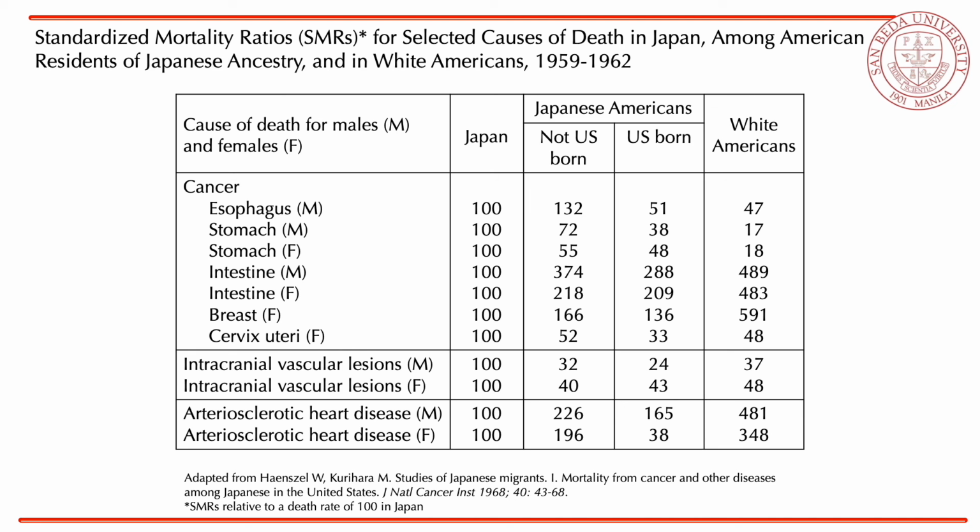Now, from the results of this study, it appears that environment may play a major role in the development of certain diseases, as can be seen by a higher mortality rate from selected cancers and atherosclerotic heart disease among American residents of Japanese ancestry relative to Japanese who were born and lived all their lives in Japan. Now, this study was able to separate factors associated with place from those that are characteristics of person.